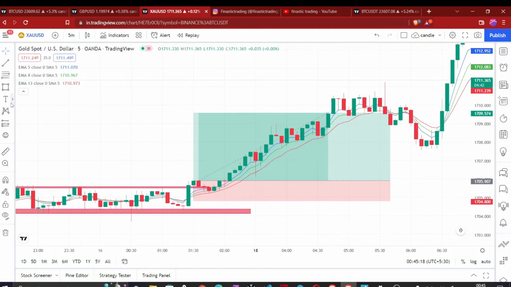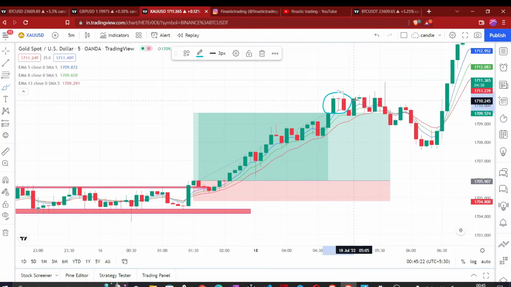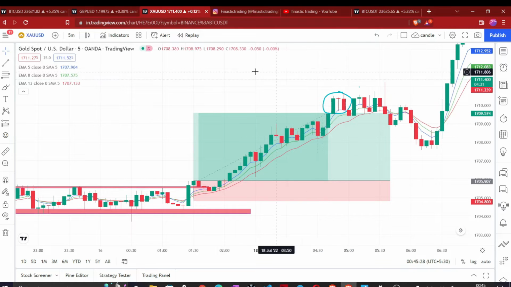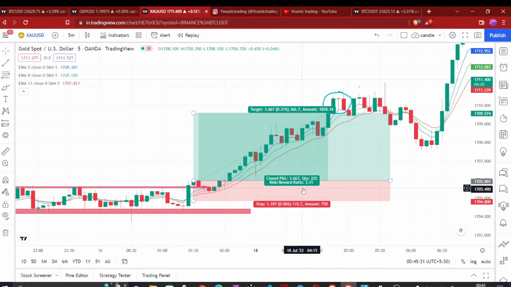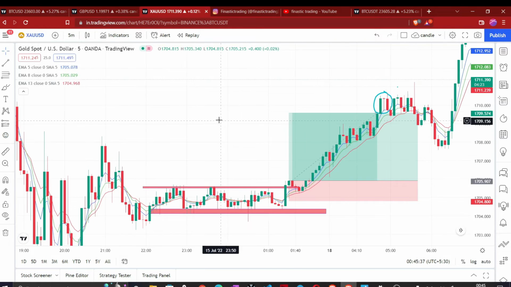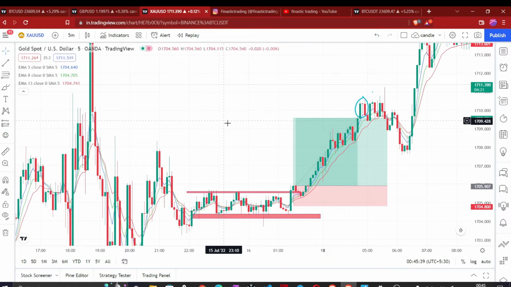You could have exited before, right over here, as you can see an evening star pattern. But even if you go according to strategy, you get a really good risk reward ratio. Or you can just ask for 1 is to 2 or 1 is to 3 or 1 is to 4 or more and get out of the trade. So this one was a good example right here.